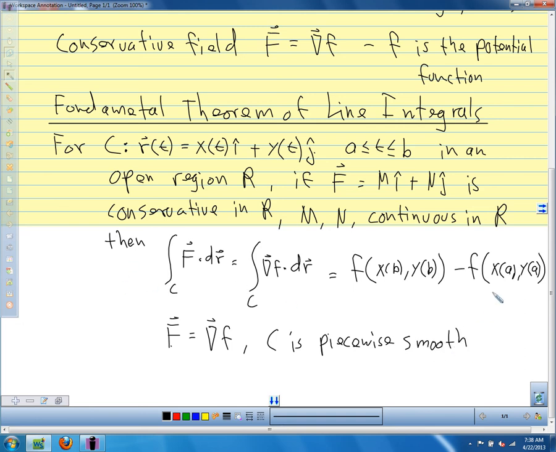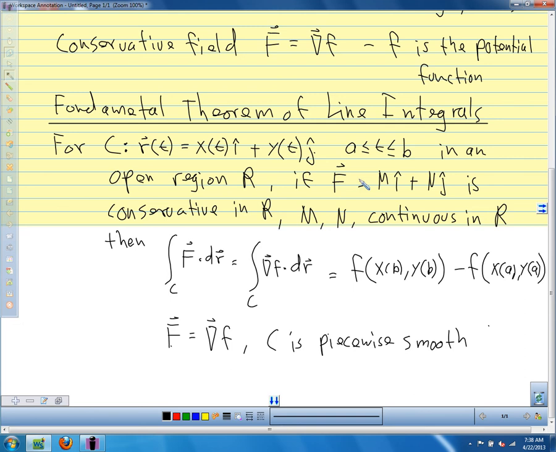So this is our fundamental theorem of line integrals. If we have a conservative field, then the value of the line integral is just the potential function evaluated at B, our final point, minus the potential function evaluated at A, our initial point. So this is just like how we evaluated integrals in Calculus 1. We took the antiderivative, evaluated it at one endpoint of our interval, and subtracted it from the antiderivative at the other endpoint.